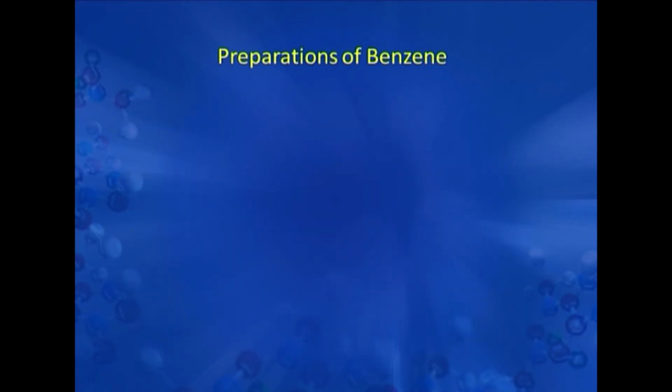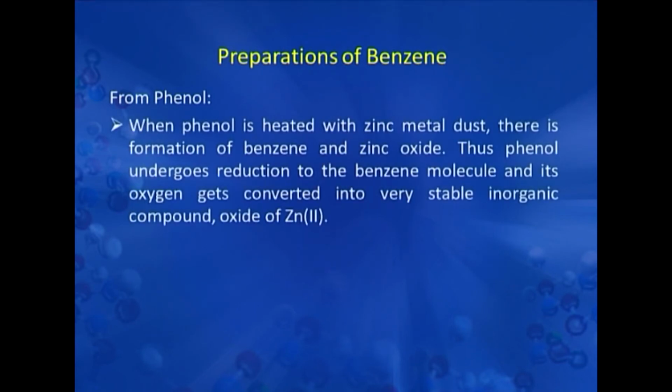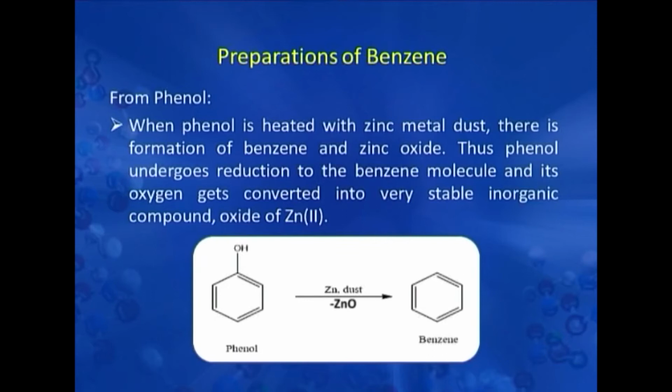Now, the next reaction we will see is from phenol. Phenol can also be converted into benzene when it is treated with zinc metal. When phenol is heated with zinc metal dust, there is formation of benzene and zinc oxide. Thus, the phenol undergoes reduction to the benzene molecule and oxygen gets converted into a very stable inorganic compound, oxide of zinc 2. Thus, on treatment of phenol with zinc dust, we get benzene.